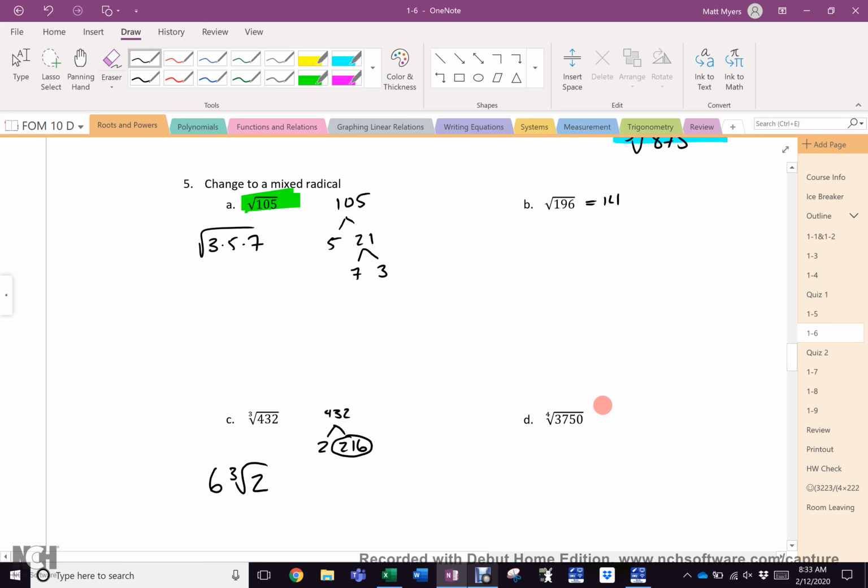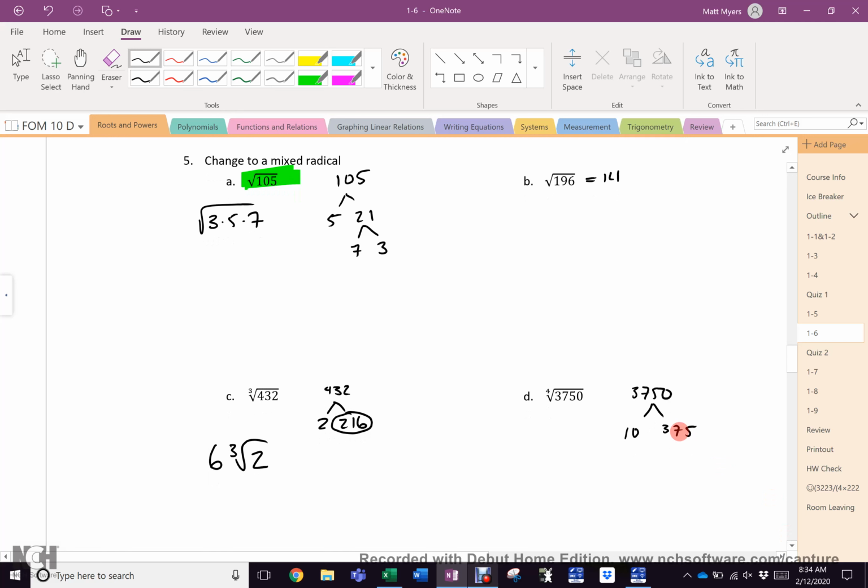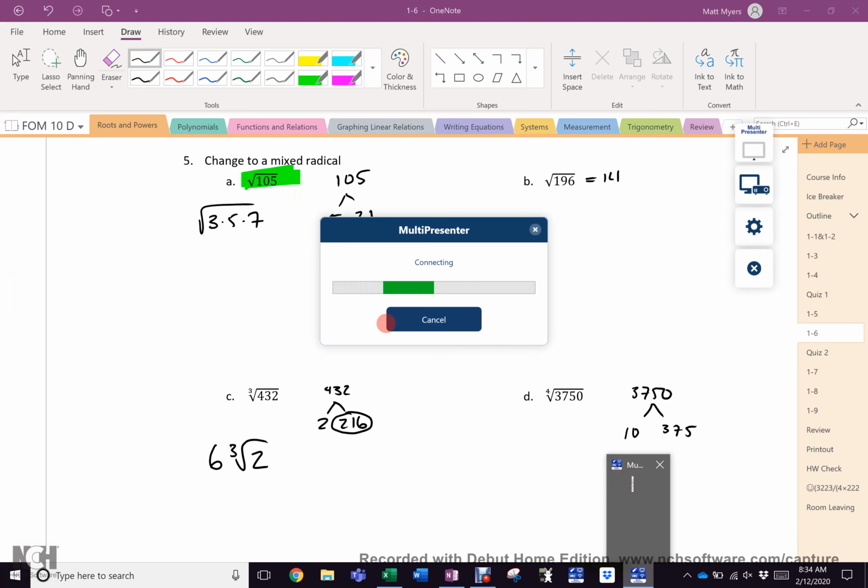3750. This one, a lot of kids, I watch them, they see 3750, they see that it ends in zero, and then they divide by two. None of you would do that with this question, would you? Of course not. What would you divide it by? 10. Why? Why does 10 automatically work? Because it ends in zero. 10 and 375. Now what are you going to break 375 up with? 5, because it ends in 5.